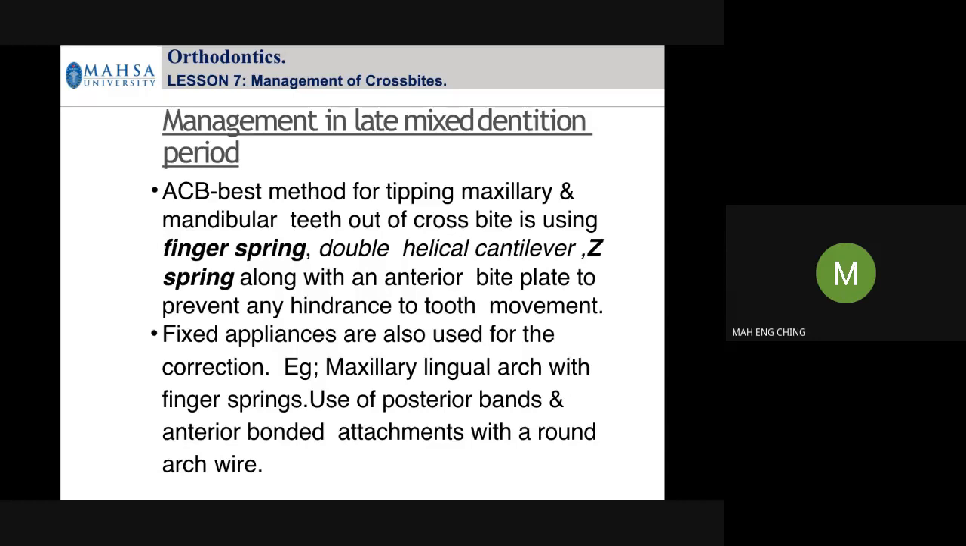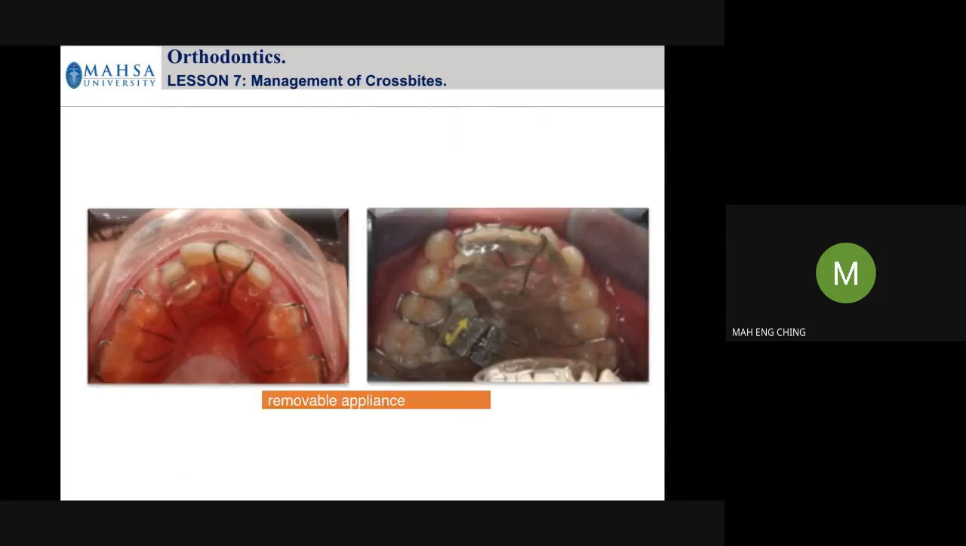So fixed appliances are also used in corrections. A maxillary lingual arch with a finger spring is used, with posterior bands and anterior bonded attachments with round wires. Okay, look at the pictures. So this one is removable. You can see the symbol for removable.